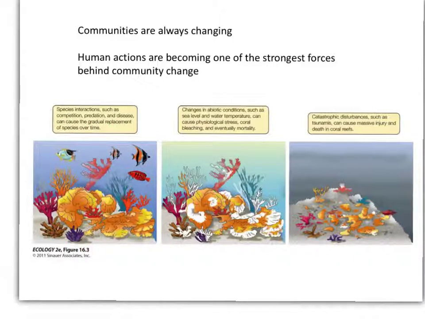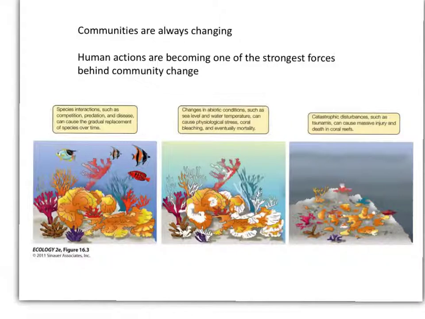And certainly changes in abiotic conditions such as sea level and water temperature can cause physiological stress, and in a marine ecosystem they can cause coral bleaching, eventually mortality, and then finally catastrophic disturbances such as tsunamis. And we've certainly been hearing in the news about typhoons and hurricanes lately, and these can cause massive changes in communities such as coral reefs as well.